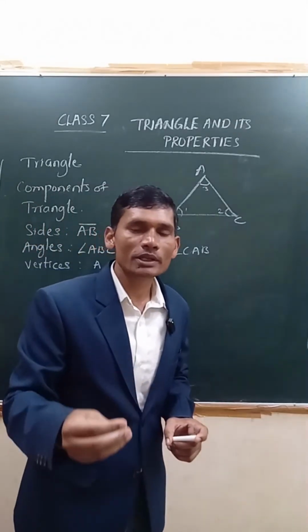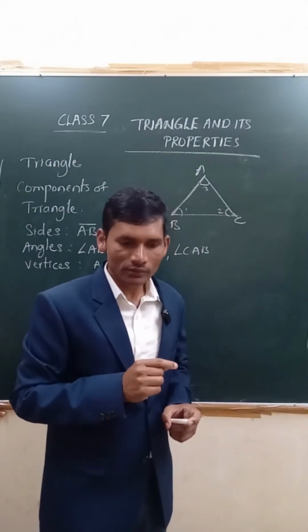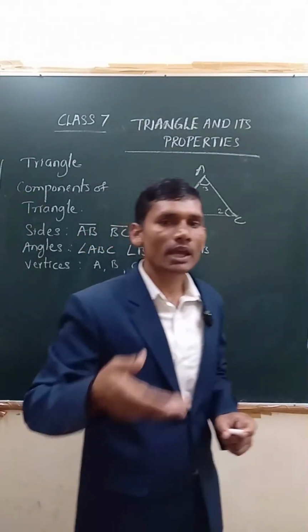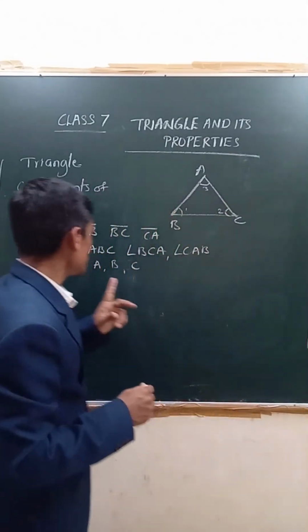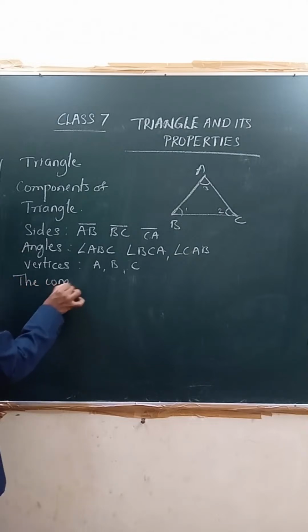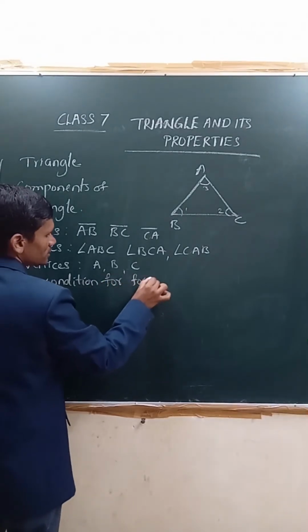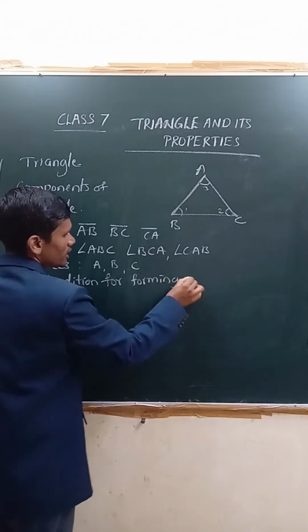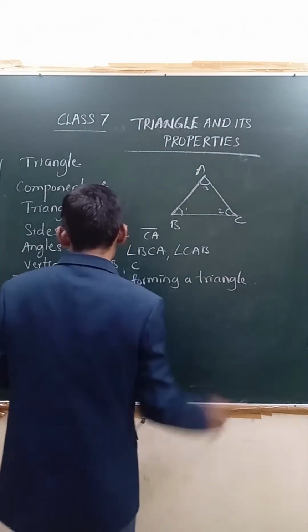After learning this, now let us go ahead with the triangles. Some of the properties we are going to learn. When does a triangle form? Means, when can we make a triangle? What is the condition for that? The condition for forming a triangle. What is that condition? Very simple it is.